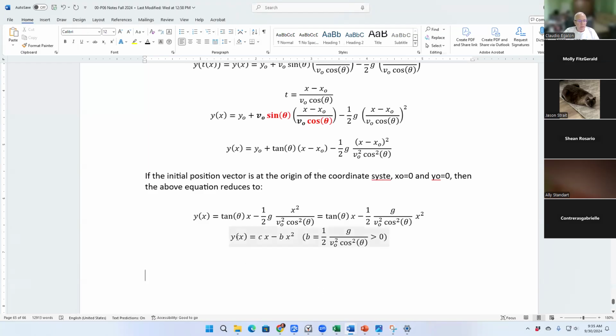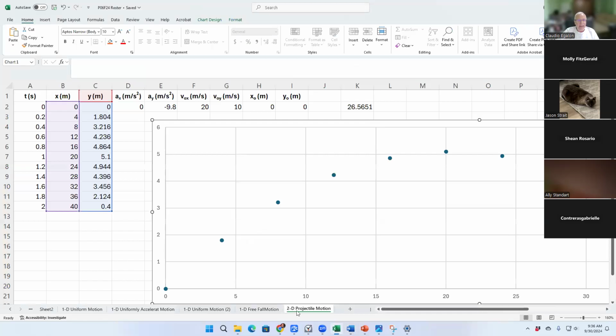Okay? If you look at this equation, you can clearly see that this equation represents a parabola with a concavity pointing downwards, right? Exactly that, this drawing that you see here.